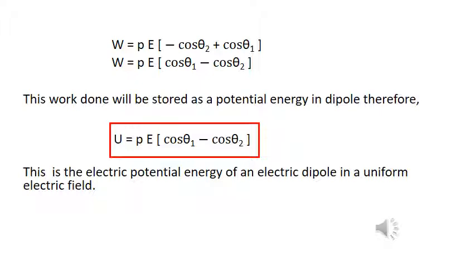This work done will be stored as a potential energy in the dipole. Therefore, we can write electric potential energy of a dipole in a uniform electric field U is equal to PE cos theta 1 minus cos theta 2.